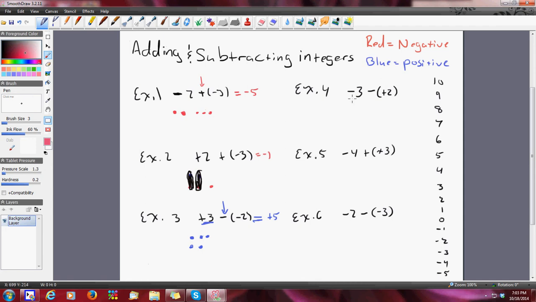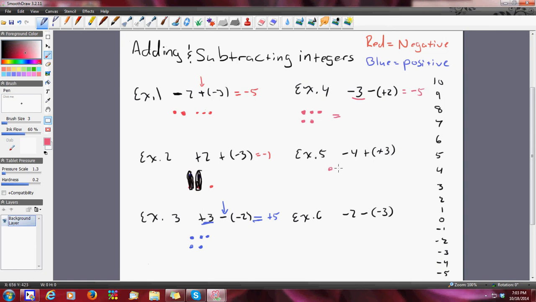But right now, what do we start with? Remember, red's negative, so I'm going to start with 3 negatives. I have a -3, and I'm taking away 2 positives. Well, do you see any positives here? The answer is no. So once again, what's the opposite of taking away? It's adding. And what's the opposite of positive? It's negative. It's very cool now. So instead of taking away 2 positives, I'm going to add 2 negatives, which gives me a -5.